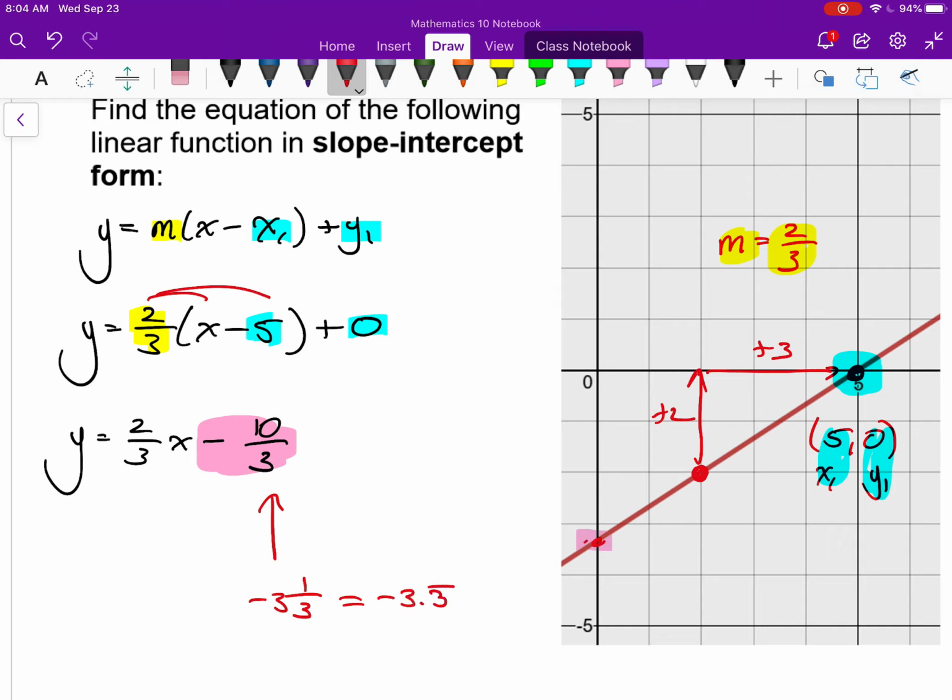So that y-intercept, I now know exactly where it is. It's 3 1/3 units down, or 3.3 repeating units down. But again, negative 10/3 I would prefer for my equation over either of the two things I wrote down here in red. So in the end, this didn't need a lot of algebraic steps.